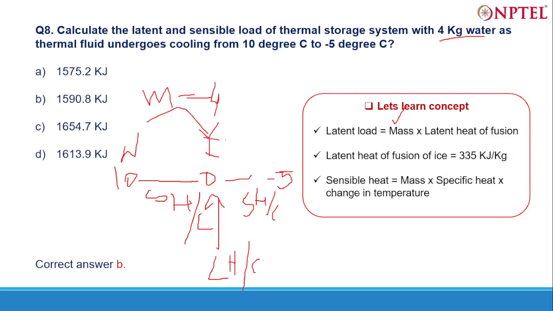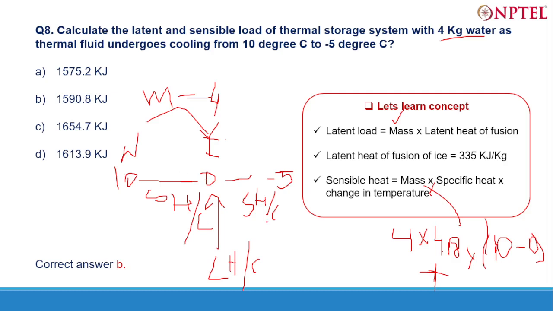So we know the sensible heat formula. I just put the formula, and we just have to put the values. Mass is 4 kg. Specific heat of water, how much is it? 4.18. And we went from 10 to 0, 10 minus 0. Okay. So this is the sensible heat one that goes from 10 to 0. The other one is 0 to -5.